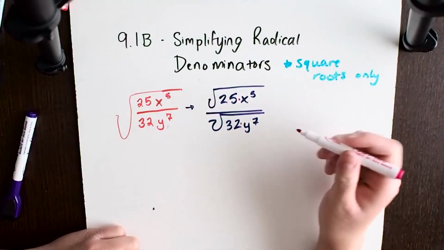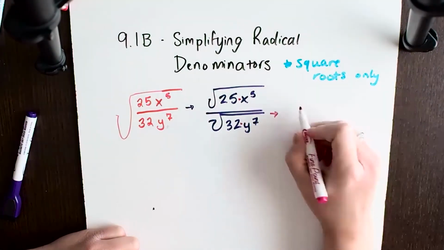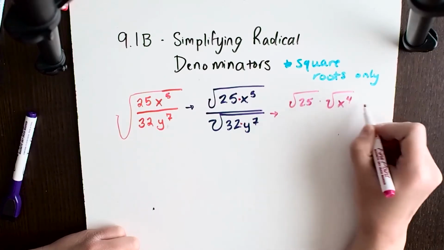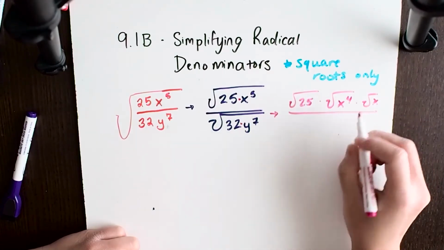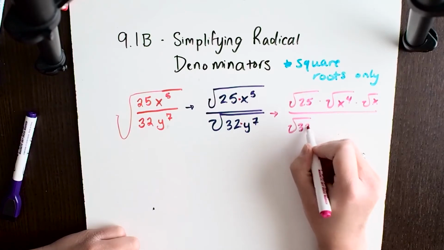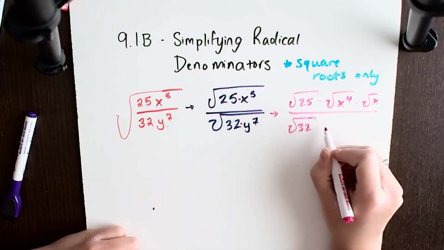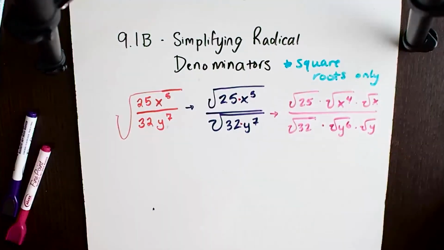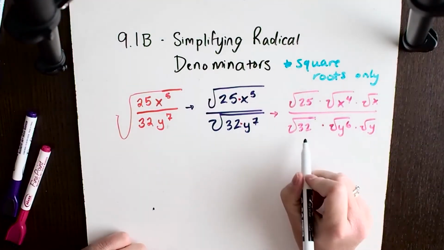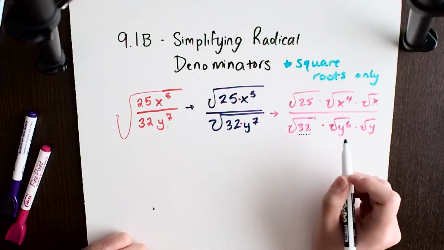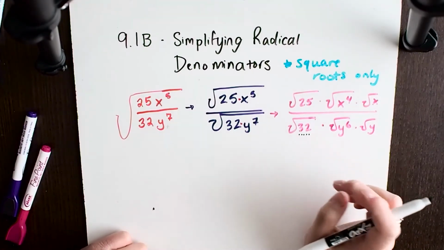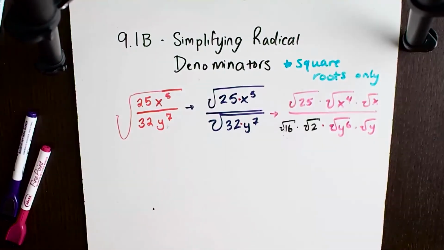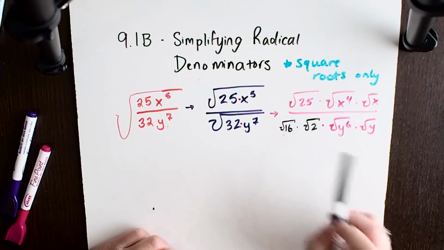Once we've done that, we can split it again using the product property to get the square root of 25 times the square root of x to the fourth times the square root of x, all over the square root of 32 times the square root of y to the sixth times the square root of y. Let's take a closer look at this because I noticed something here. This number here can be split up. Instead of saying 32, we're going to rewrite it as 16 times 2, again splitting it using the product property of radicals.